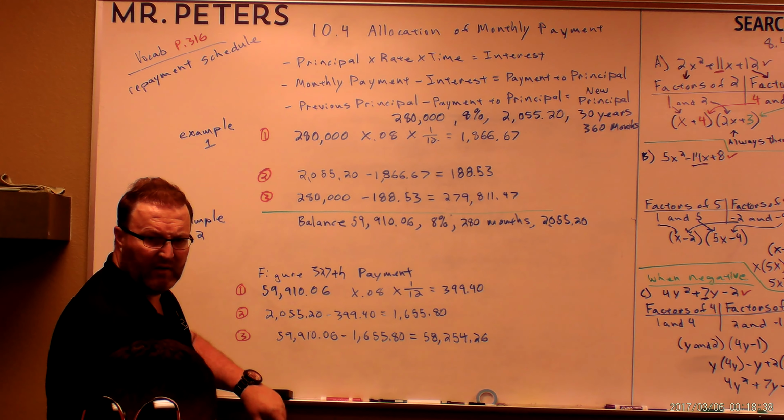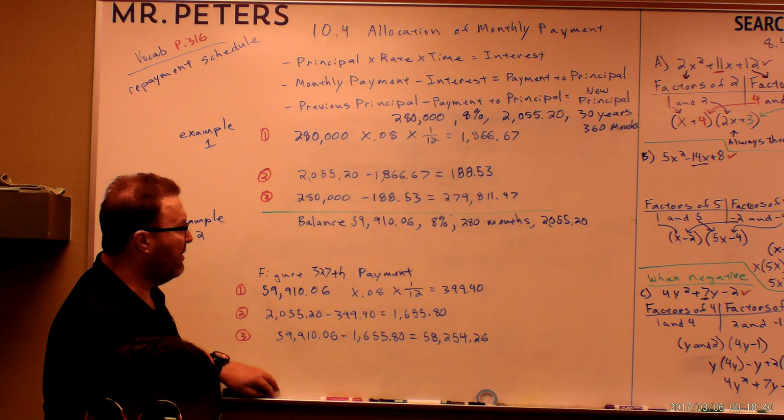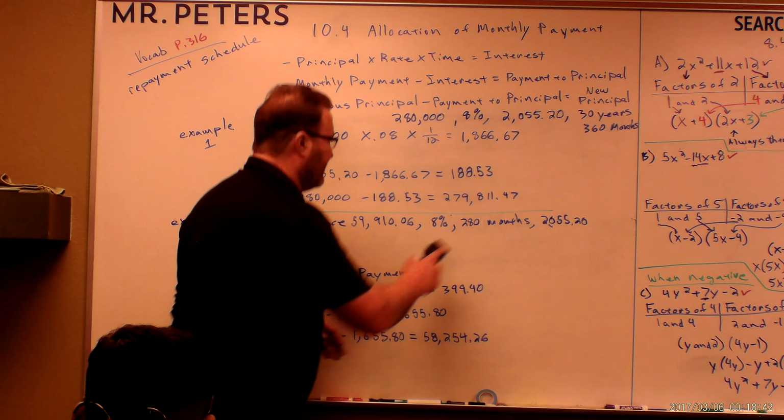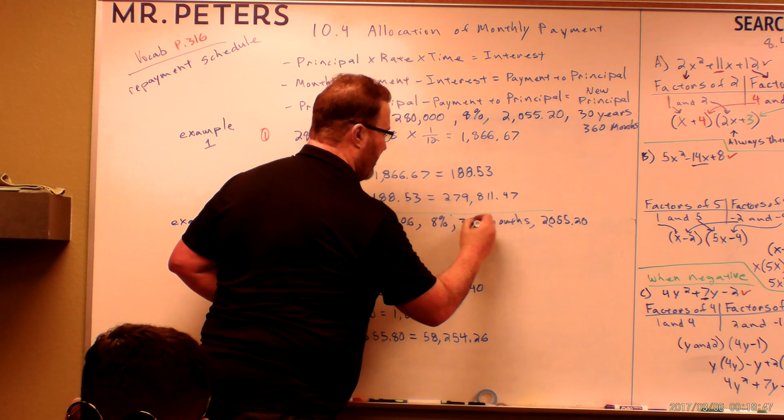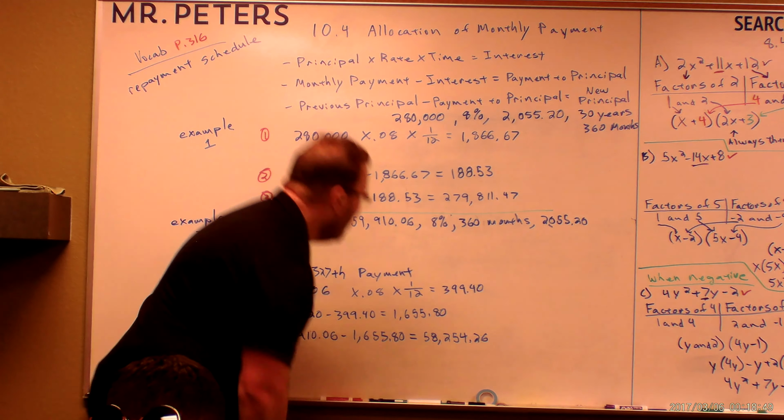Did it say 327? It says 325, 326, and 327. Oh, that's weird. So their months are definitely 360 then. I thought I heard 280 when you said that.